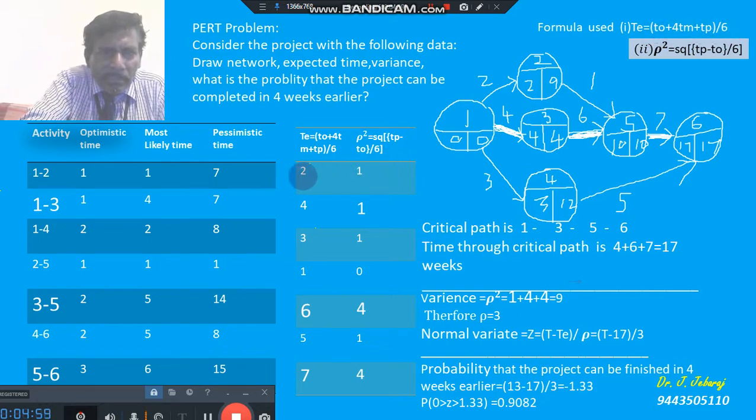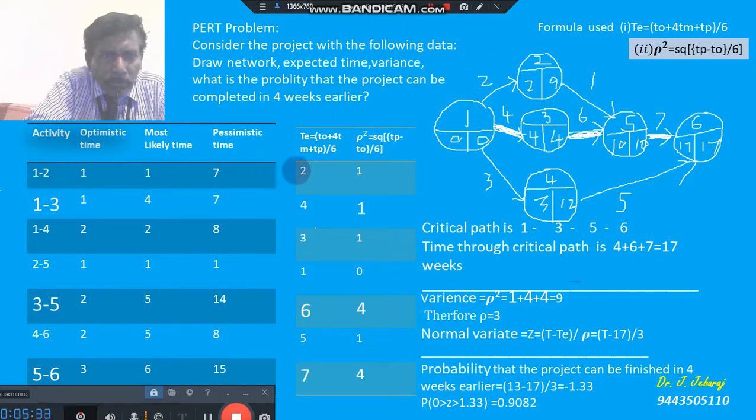And that's what is done here for the first activity, second activity, third activity, fourth, fifth, sixth, seventh. Okay, so that's what we have to understand, and that way it is calculated. Take for example the first one: 1 plus 4 times 4, that is 1 plus 16, plus 7, so you will get 24, and 24 by 6 gives 4. Okay, the same way we can calculate the other expected times. Those are written here.